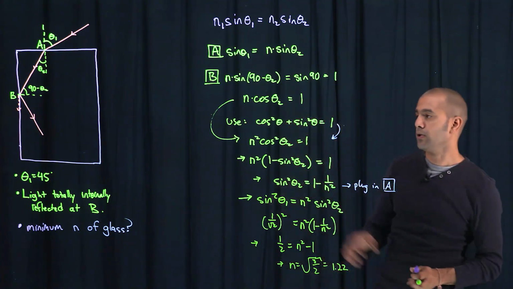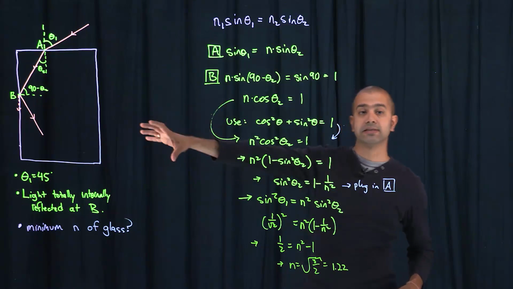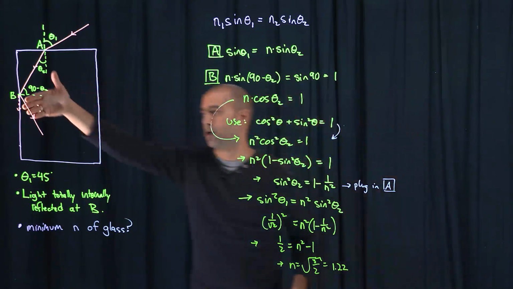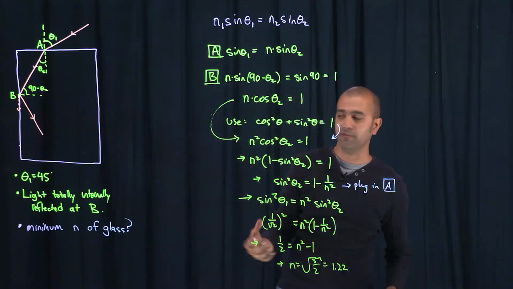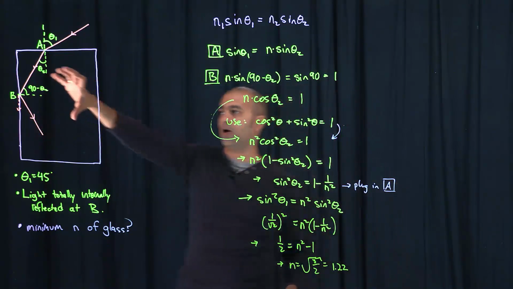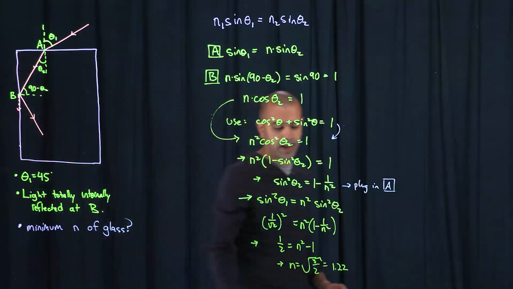So this is saying that you have to have a refractive index of at least 1.22 to get total internal reflection over here. If anything is bigger than that, if it's 1.3 or 1.4, you're still going to get total internal reflection, although the angles may change, of course. And that's the answer to the problem.